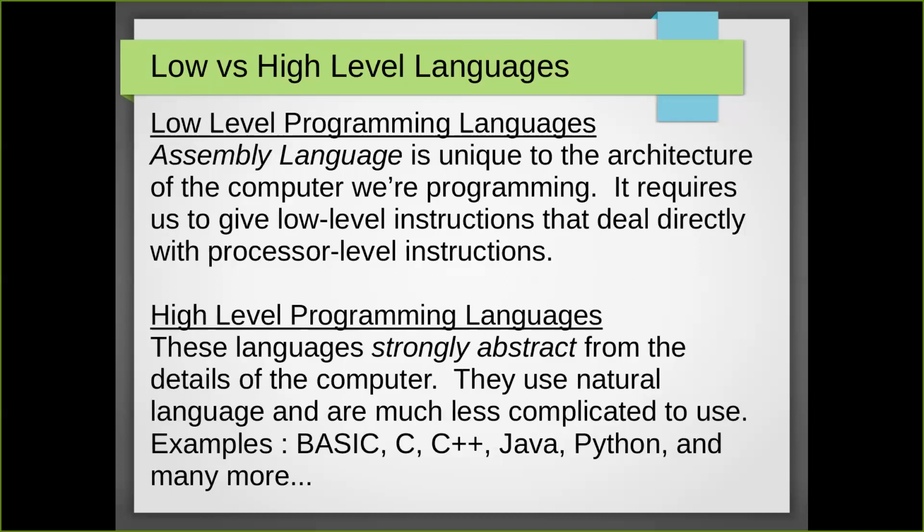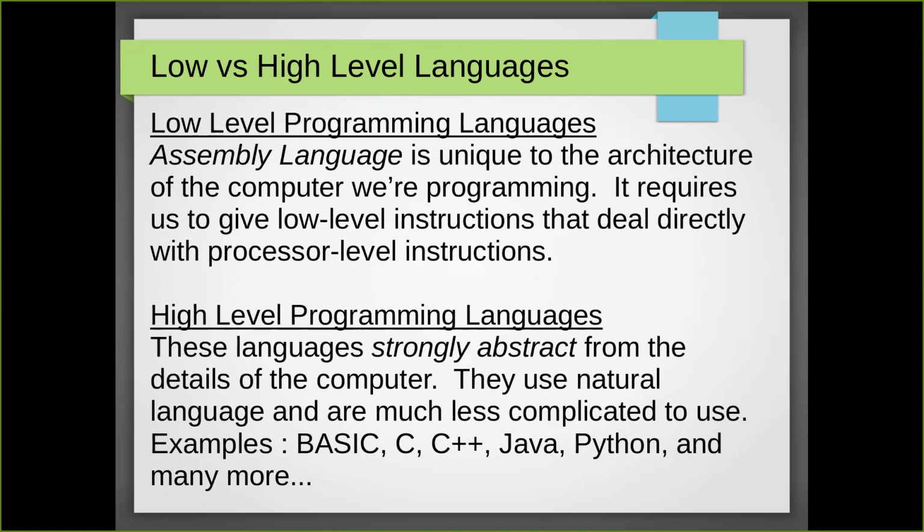is unique to the architecture of the computer. So what you're actually doing in a low-level language like that is giving it specific low-level instructions that tell the processor exactly what to do at the level of the processor. So it's specific to that type of processor, and you're giving it processor-level instructions.